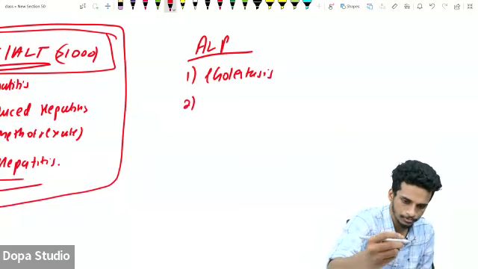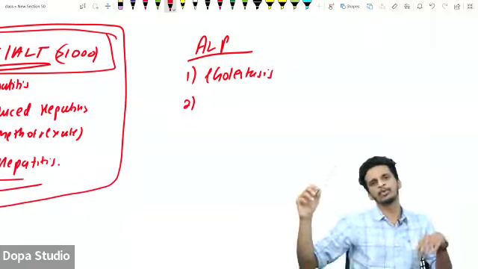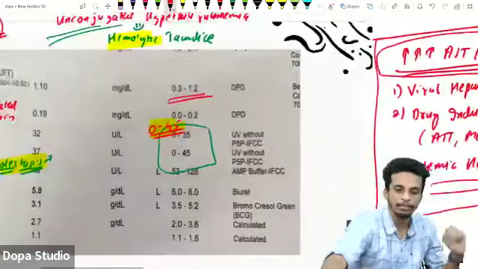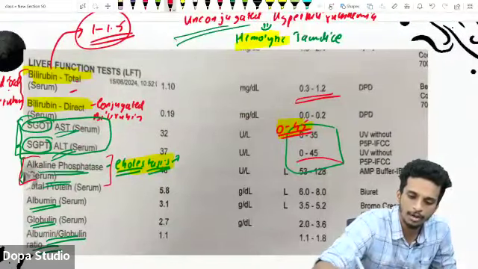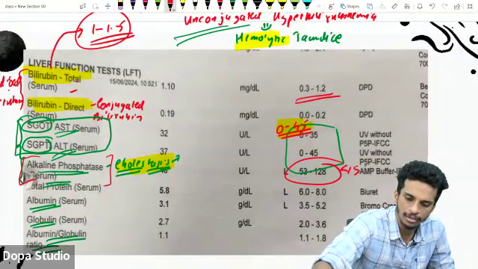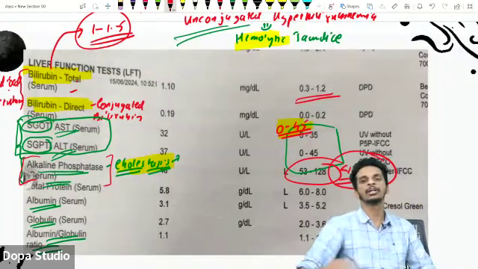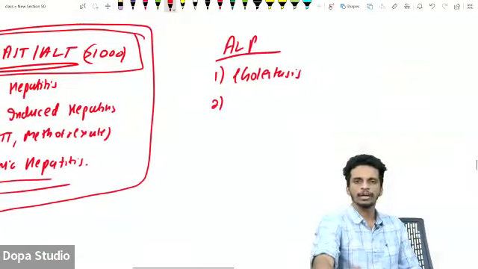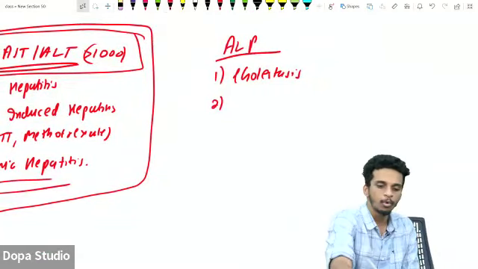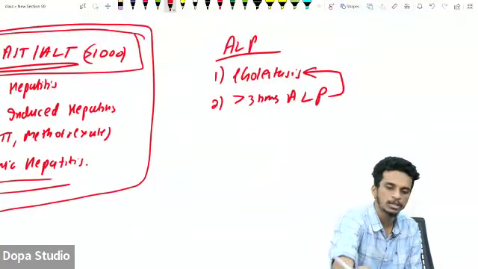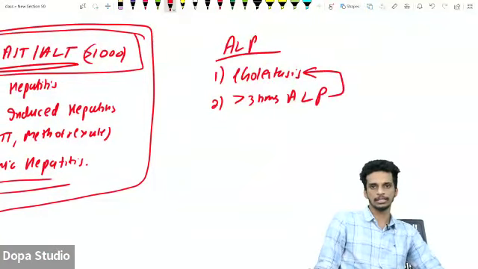Second one is usually up to 3 times the normal value of ALP, it's expected. The normal value of ALP is usually 50 to 120. Actually, it is less than 150. Okay, this is something you can take. Usually, the value of ALP is less than 150. So up to 3 times rise of ALP can occur in any liver disease. But more than 3 times rise of ALP is suggestive of cholestasis.